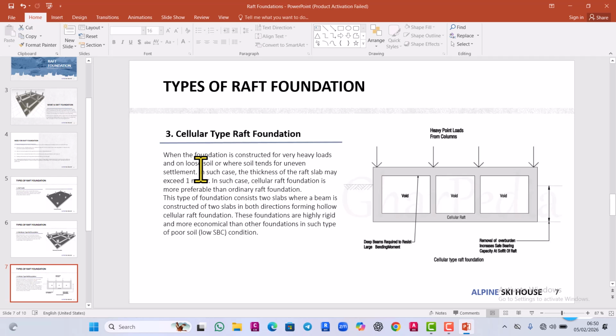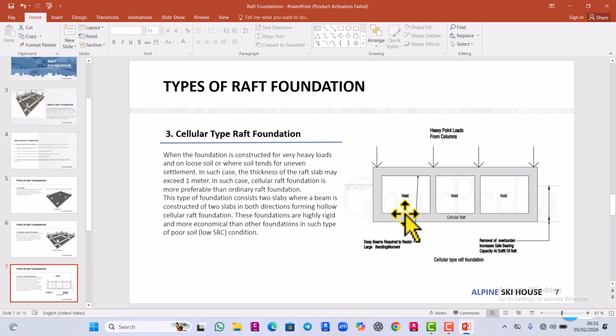This type of foundation consists of two slabs with beams constructed between the two slabs in both directions, forming hollow cellular raft foundations. So what he's saying is, as you can see from the diagram, when you have a heavy load, instead of constructing a slab exceeding 1 meter, just imagine casting a slab up to 1 meter thick. That would be way too expensive, right?